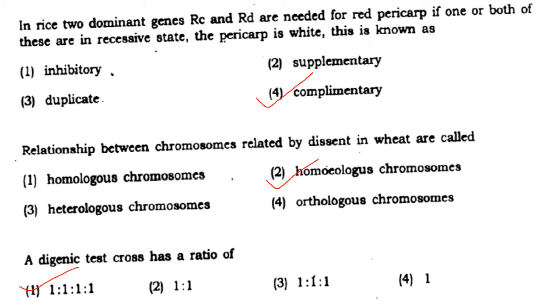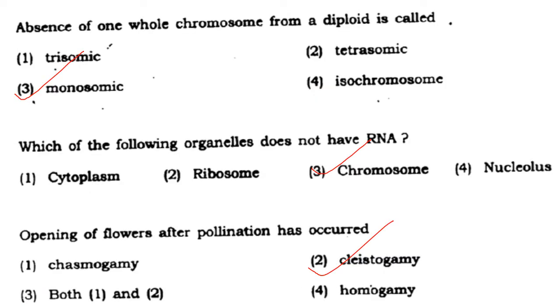A digenic test cross has a ratio of option 1 1:1:1:1, 2 1:1, 3 1:1:1, 4 1. Answer is option 1 1:1:1. Next one. Absence of one whole chromosome from a diploid is called option 1 trisomic, 2 tetrasomic, 3 monosomic, 4 isochromosome. Answer is option 3 monosomic.